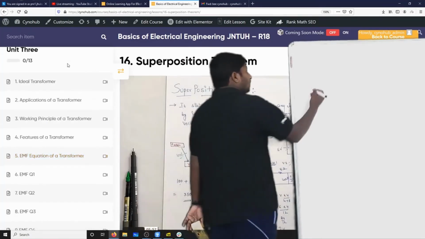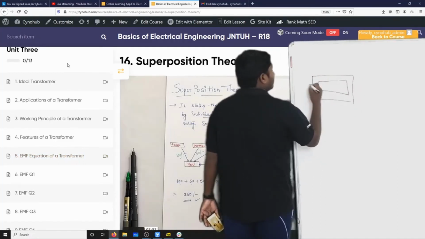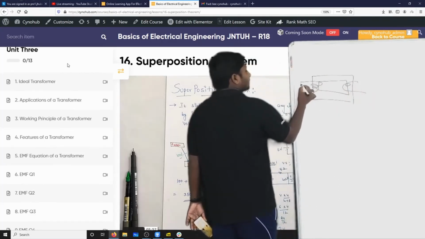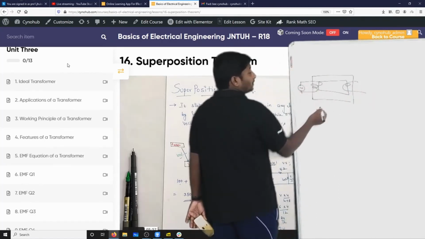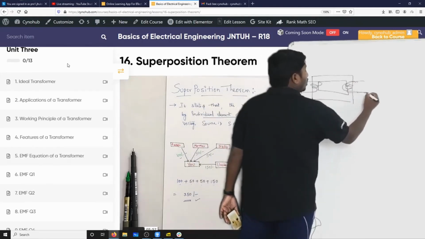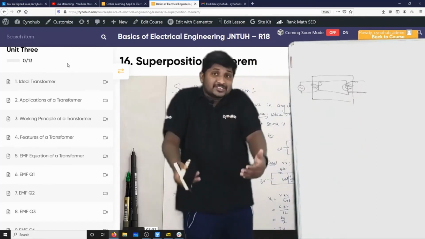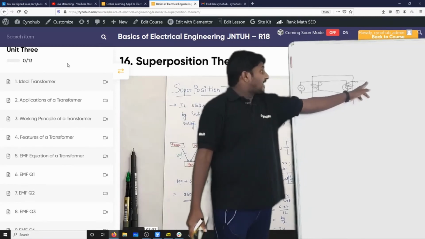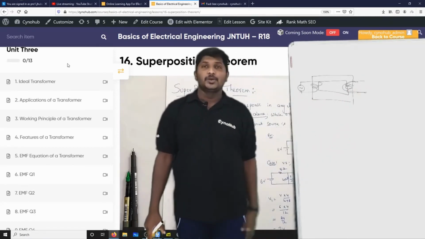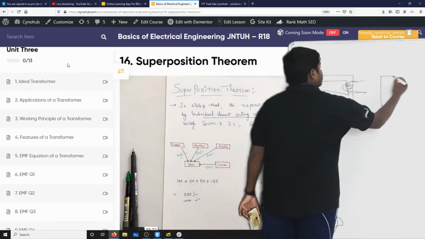Now transformer means it is consisting of a primary winding and a secondary winding. The winding which is connected to the supply is called the primary winding. So this is the primary winding. The winding which is connected to the load is called the secondary winding. Now no load case means at the secondary side there is no load, or the secondary is not connected to the load. So this is the no load case. What about the loaded case?